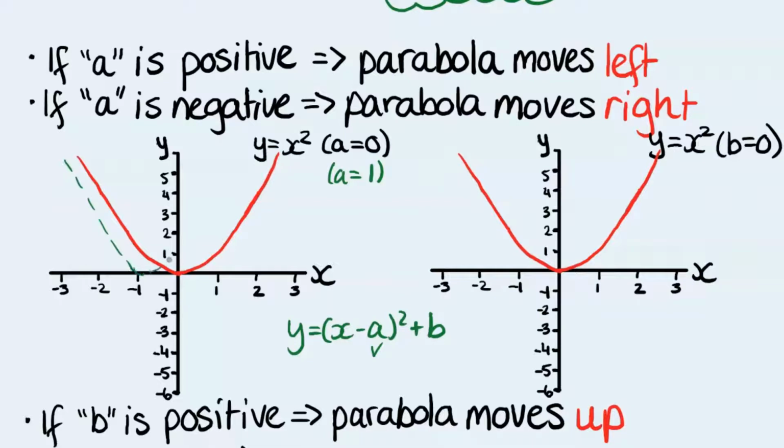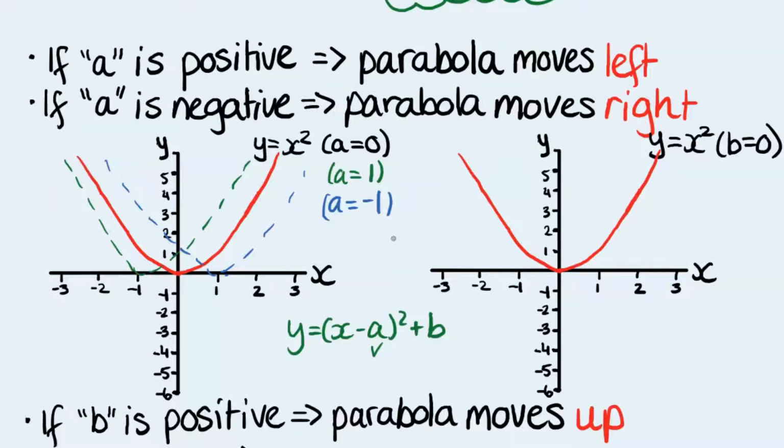There we go. As you'll see, the turning point has moved left by 1 unit. The green one is A is equal to 1. But then we can also do A is equal to minus 1. A is minus 1, a negative, so that means the parabola is going to move right, by 1 unit. In that case, we have a parabola looking like this. There we go.